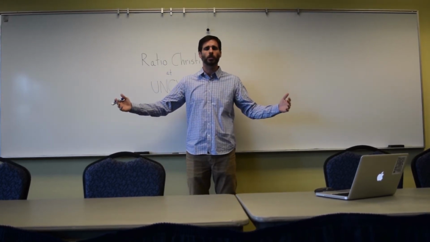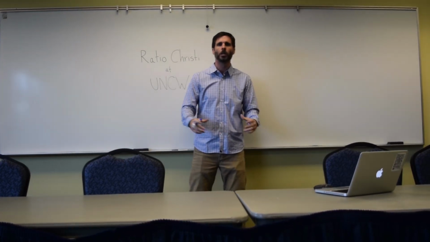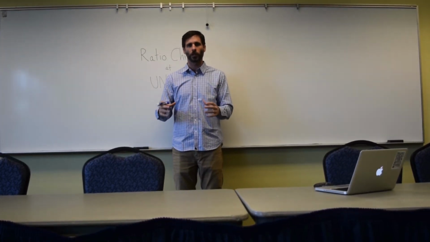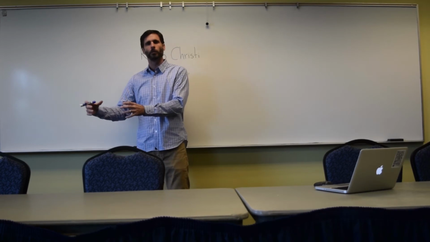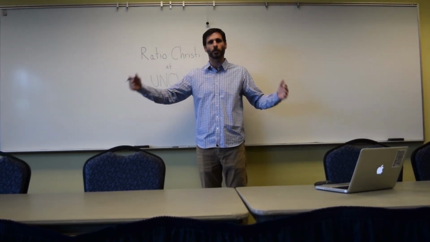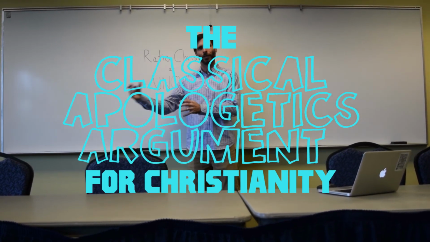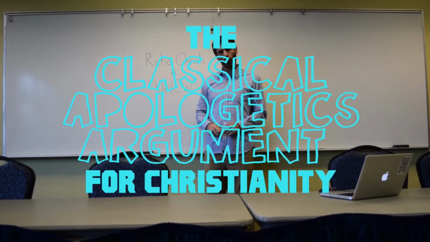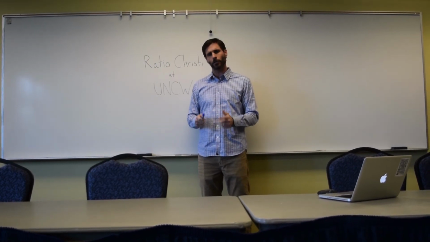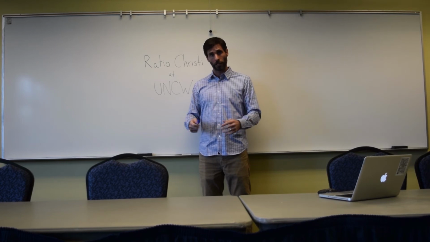So in a classical Christian apologetics argument, we start with truth and other philosophical foundations. We then move to the arguments for God's existence. And then finally we move to the truth claims of Christianity. Those three steps are very important, each step having to be settled before we move on to the next step. So I hope this helps you understand a little bit better what a classical apologetic argument is for Christianity.